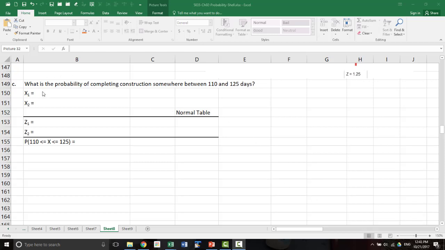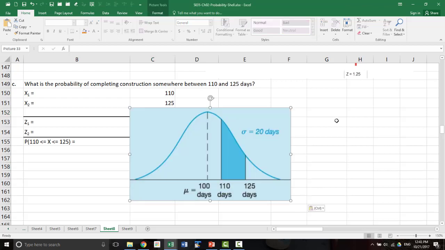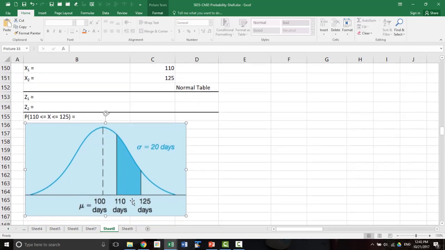All right, next we want the probability of completing the construction somewhere between 110 and 125 days. So we want to go from 110 to 125. Okay, so what is that probability going to look like? That probability looks like this, right? So from 110 to 125. Okay, so this is what we want.